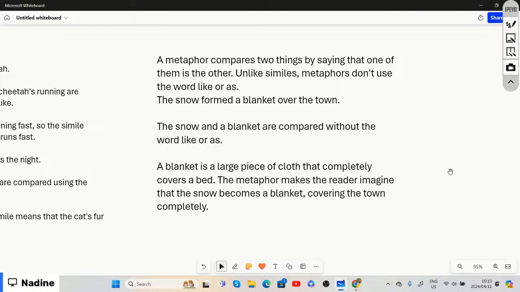Another one is we say that the snow formed a blanket over the town. So usually when it is snowing, and when we say it forms a blanket over the town, then we can say that the snow and the blanket are compared. A blanket is a large piece of cloth that completely covers a bed. So that is how it is also with snow. If it's snowing a lot, then it's as if the snow creates some form of blanket.